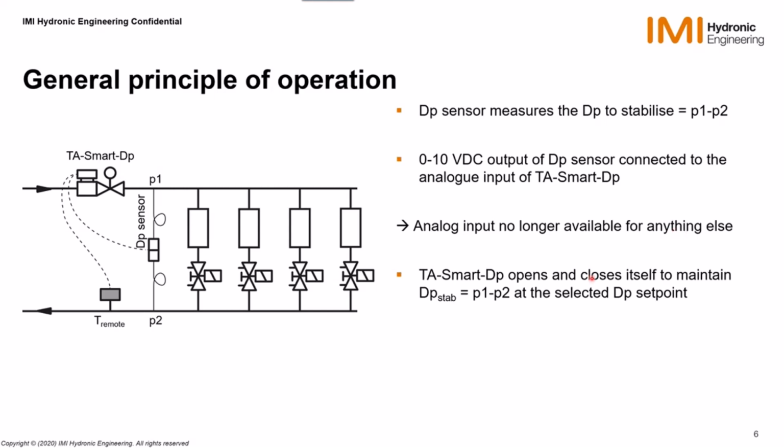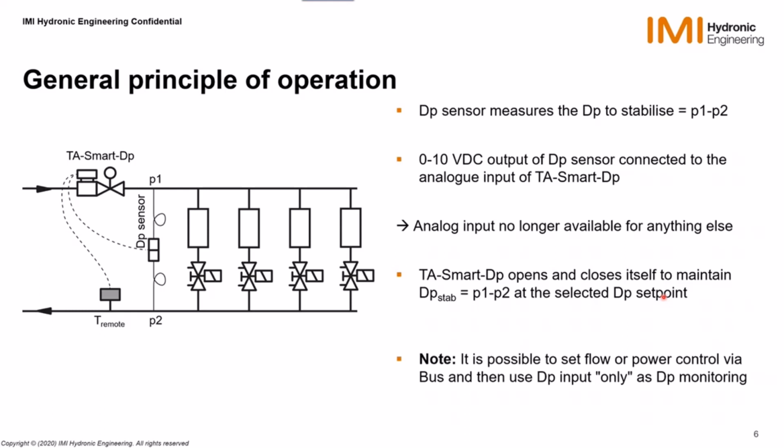About the way it works, the TSMAR will open and close itself to maintain the delta P stabilized, P1 minus P2, at the selected set point, what has been defined when you configure the valve. Just what you do with the Allen key on the STP. When you are adjusting the STP, you are defining that the STP should stabilize, for instance, 25 kPa. And if this is configured via iTunes that the TSMAR DP has to stabilize 25, it will open and close to keep the 25 kPa in front of the branch where the delta P sensor is connected.